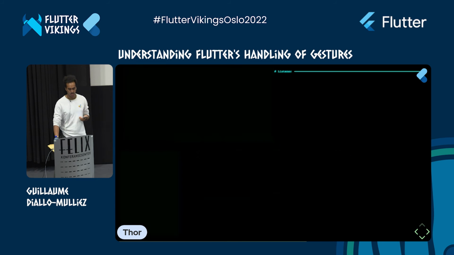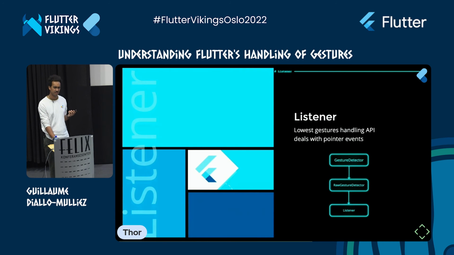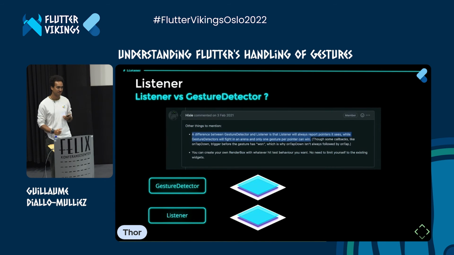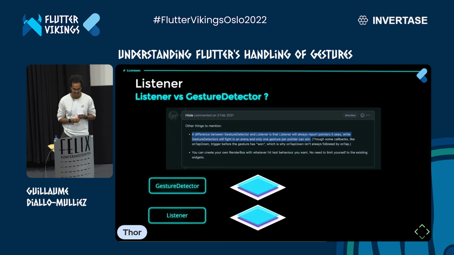So this way I need to go even deeper and call the listener that we've seen earlier, the listener widget. And this one is called directly by the raw gesture detector. And I come back to Hixie's answer, who gives a great definition between listener and gesture detector. He says, a difference between gesture detector and listener is that a listener will always report pointers it sees, while gesture detector will fight in an arena, and only one gesture per pointer can win. So there you have the answer.